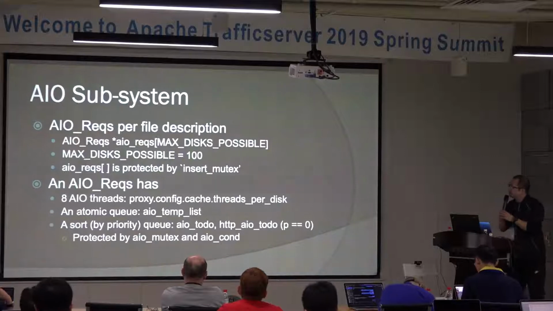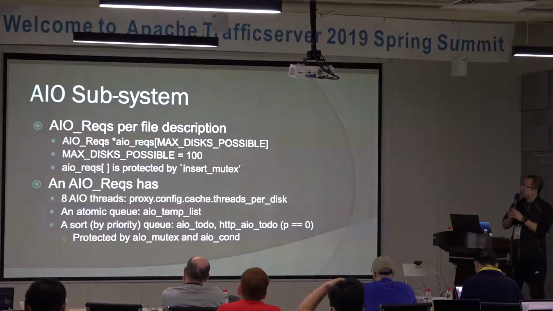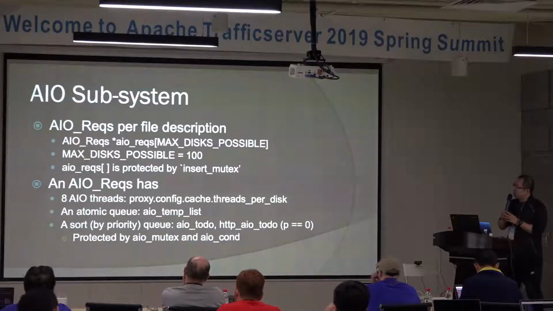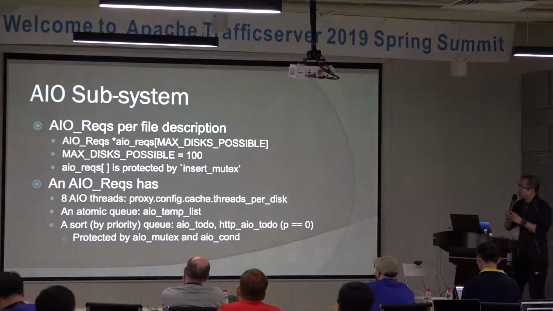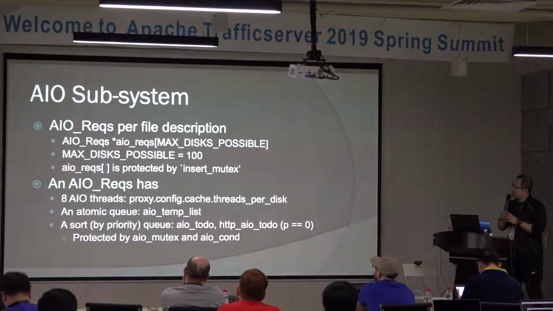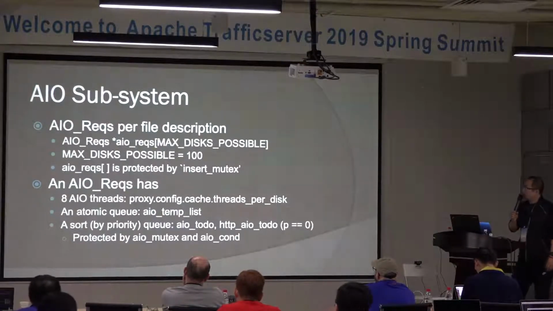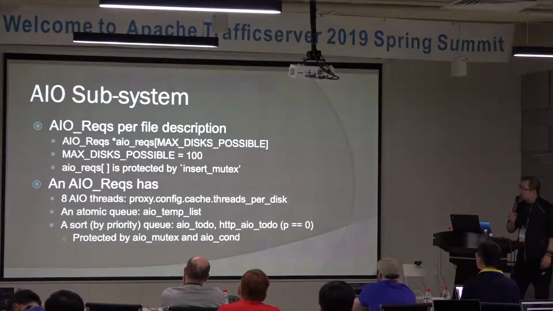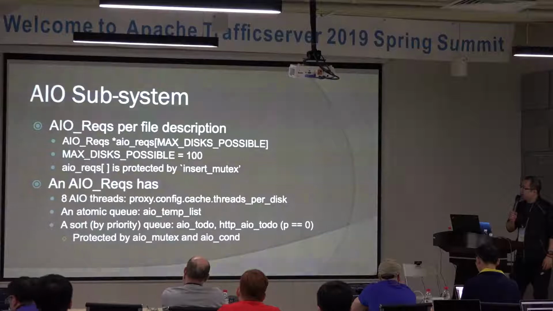The AIO subsystem creates an AIO request for a file description, and the AIO request is a global array. It contains no more than 100 disks, and the AIO request array is protected by an insert mutex. You can look up the array without acquiring the lock, so only the insert needs to obtain the lock.